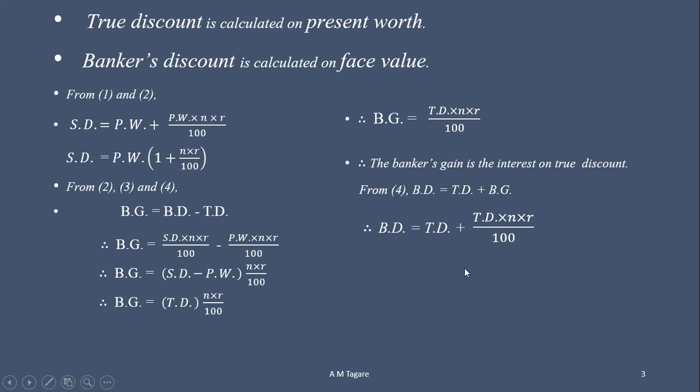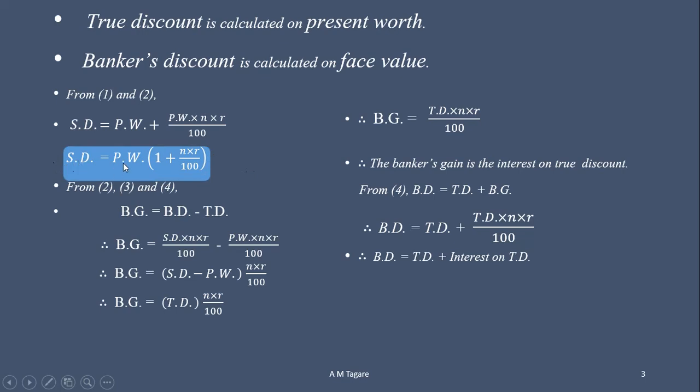We substitute here. We get banker's discount is equal to true discount plus this value. Now taking into consideration this true discount, we can say banker's discount is equal to true discount plus interest on true discount. So while solving examples, instead of remembering all these steps, we only have to remember these four formulae.